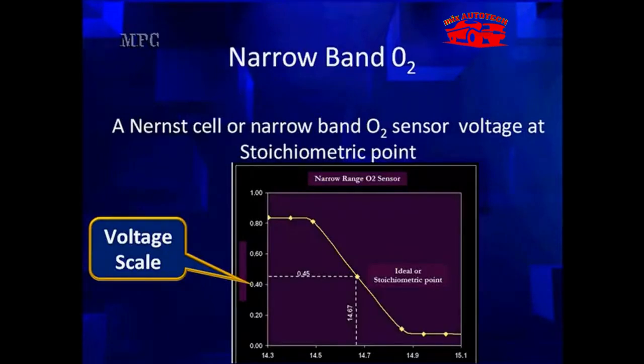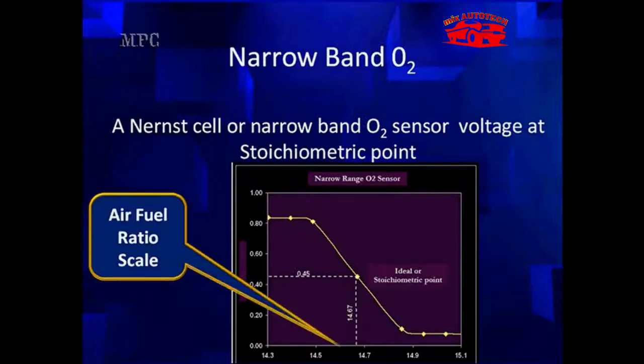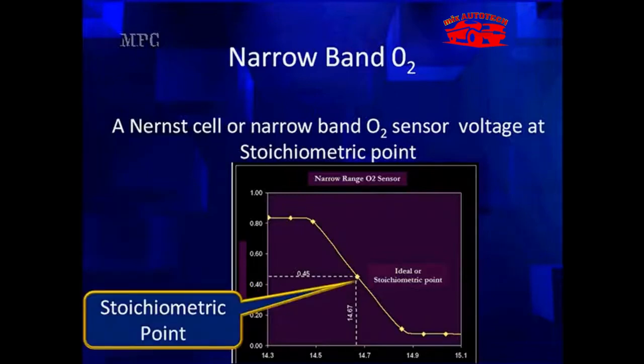To understand everything mode 6 is telling us about the oxygen sensors, it's going to be necessary we go a little deeper into how oxygen sensors operate. We're going to start off by looking at this chart, which is graphing voltage, 0 to 1 volt up the left side, to air-fuel ratio, 14.3 on the left, 15.1 on the right. And in the center is the stoichiometric point. At stoichiometric, about 0.45 volts, we have the ideal balance between air and fuel. This is for the narrowband oxygen sensor, also known as the Nernst cell.